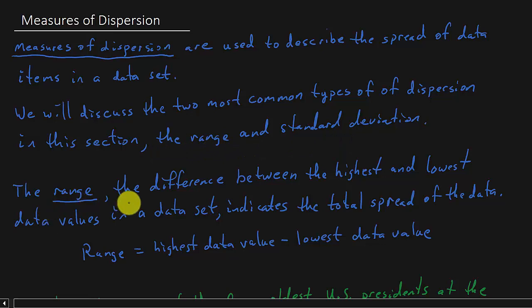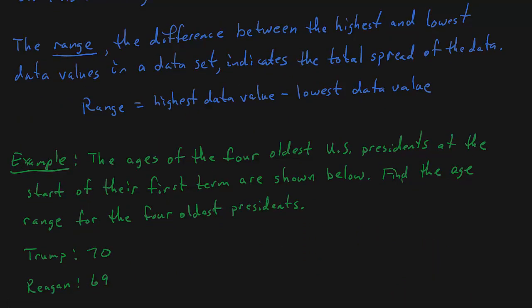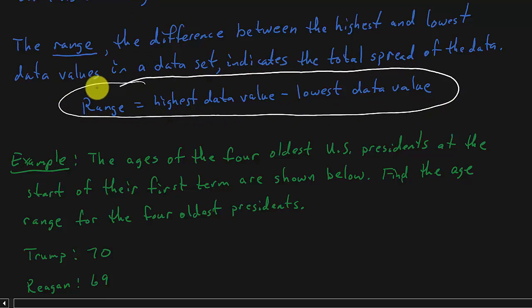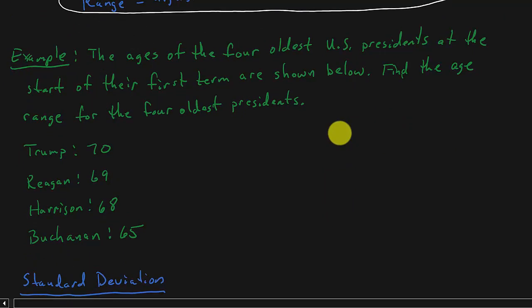The range is the difference between the highest and lowest data values in a data set. It indicates the total spread of the data. So here's your formula for range: the highest data value minus the lowest data value. So let's go ahead and take a look at an example.